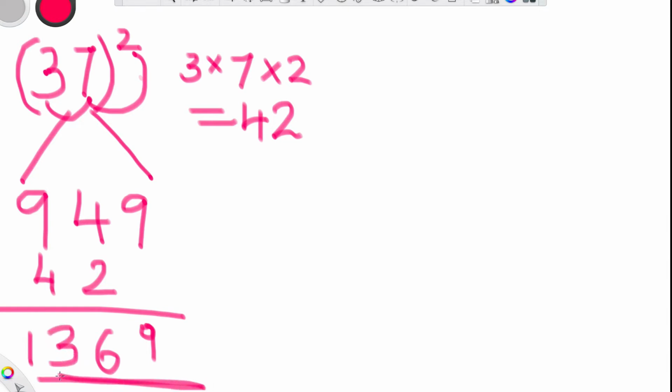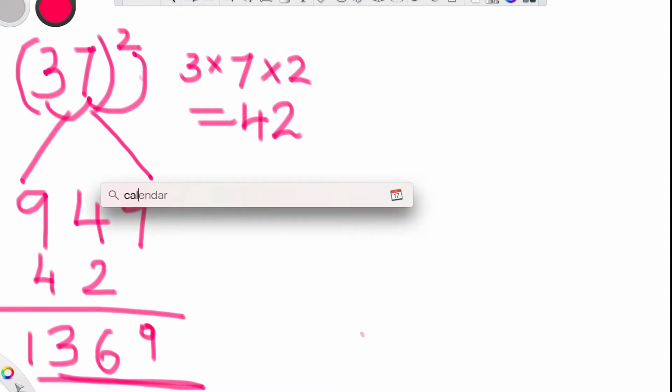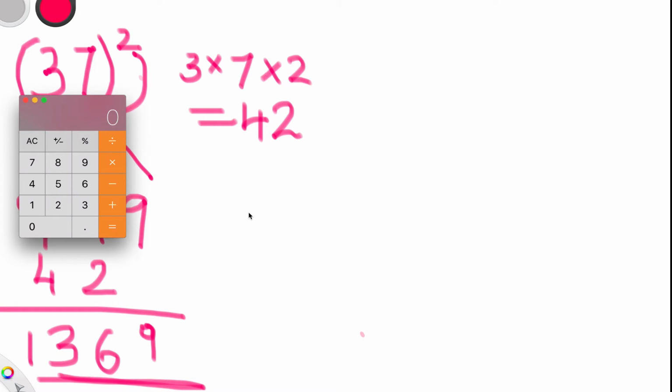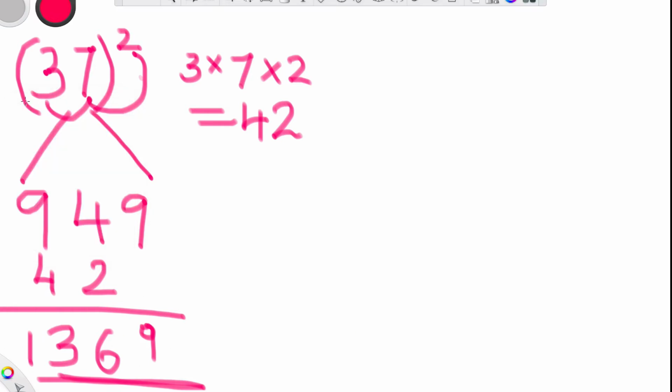1369 is the answer. So 37 square is 1369. Let's check that in the calculator. So 37 multiplied by 37, that comes to 1369. Isn't it so cool and easy?